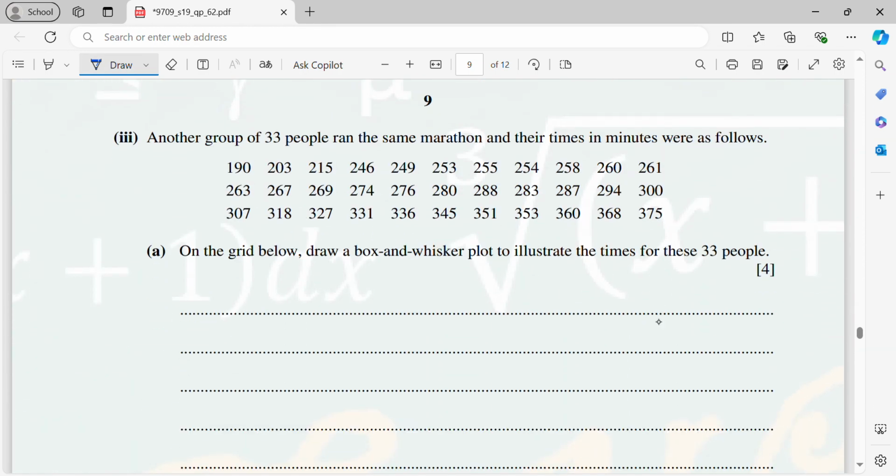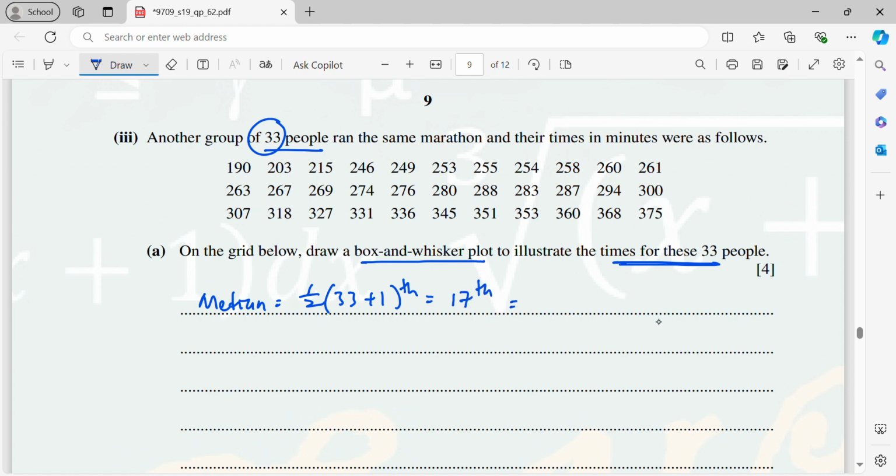Now part 3, another group of 33 people ran the same marathon and their times in minutes were as follows. On the grid below, draw a box and whisker plot to illustrate the times for these 33 people. Okay, so first of all, we need to get the median, and by studying the data, all the data are arranged in order. So now I will write median equals half of 33 plus 1. This is the position. So that means you are getting data number 17.